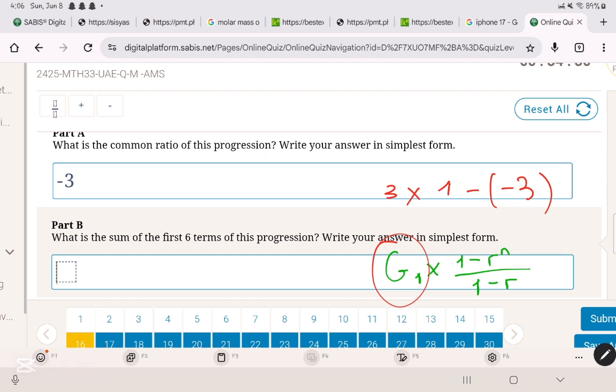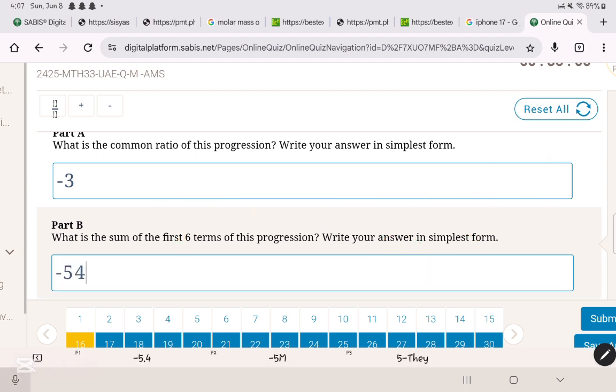Please do not forget your brackets. This is very important. To the power of n, which is the term, which is the sixth term, over what? Over 1 minus the common ratio, which is minus 3. Put it on your calculator, and you're supposed to get an answer of minus 546. All right, so minus 546.